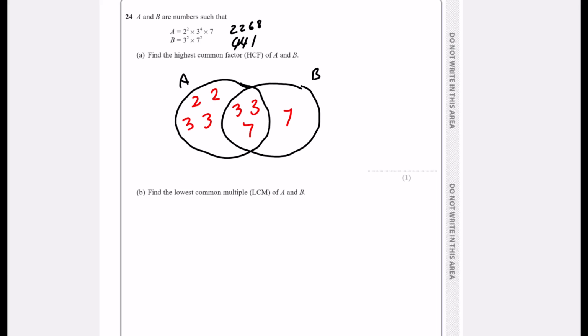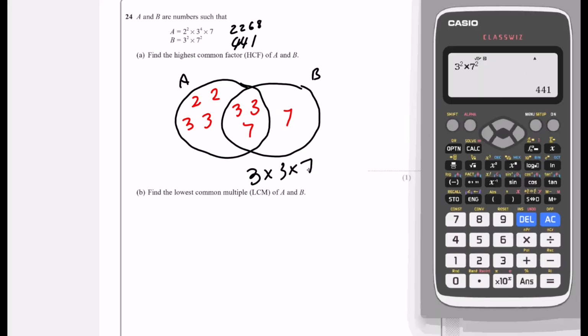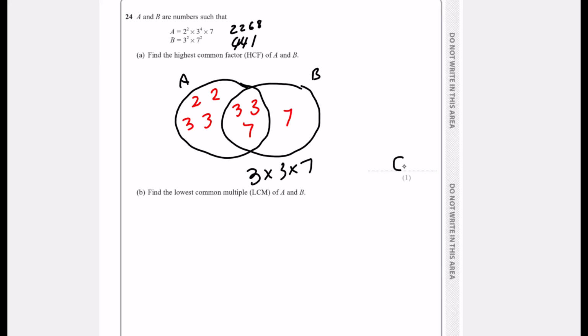So the highest common factor are the numbers in common multiplied together. 3 times 3 times 7, which is 63.